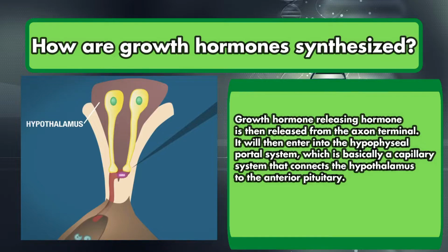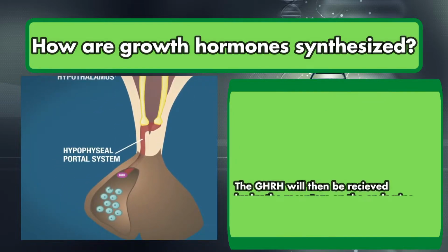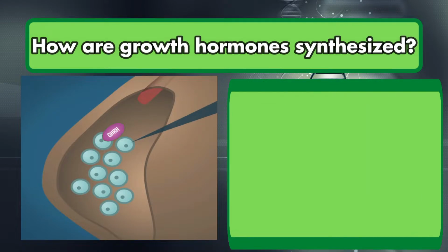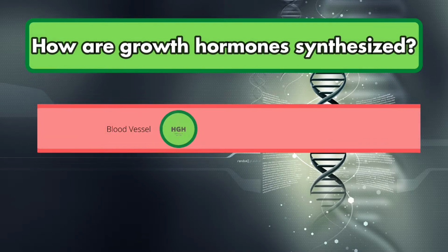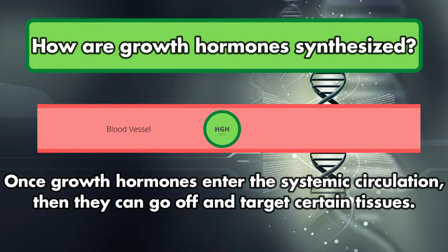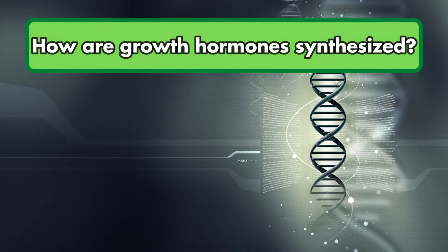It will then enter into the hypophyseal portal system, which is basically a capillary system that connects the hypothalamus to the anterior pituitary. Then, it will be received by the receptors on the endocrine cells inside the anterior pituitary. After GHRH is received by the receptors on the endocrine cells, it will signal the endocrine cells to start synthesizing and releasing growth hormones. After that, growth hormones will enter the systemic circulation. Once it enters the systemic circulation, it can go off and target certain tissues and organs.